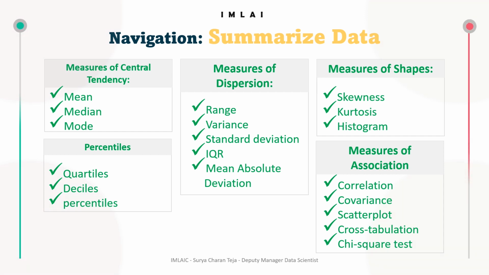Correlation and covariance are used to find the correlation between the continuous or discrete variables of numerical type, and scatter plot is used to pictorially represent the respective correlation. And then we have cross tabulation, which is used to find out the association between the categorical variables, whereas the chi-square test is used to find out the significance of the respective association between the categorical variables, which is found out from the cross tabulation. So with this, we have successfully completed summarizing data.